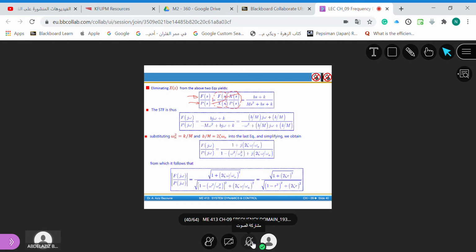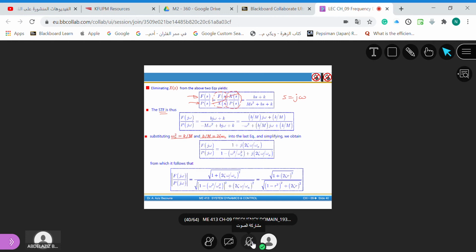So if you now take the sinusoidal transfer function, just substitute s by j omega, and you will find (bj omega plus k) over (minus m omega squared plus bj omega plus k). Just substitute s equal to j omega. If we do the same substitution as before, we introduce these quantities: omega n squared is equal to k over m, and b over m is equal to twice zeta omega n. We can write it in a simpler form: 1 plus j twice zeta omega over omega n, over 1 minus (omega over omega n) squared, plus j twice zeta omega over omega n.